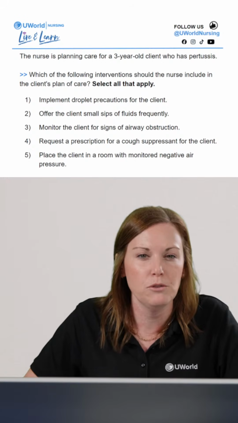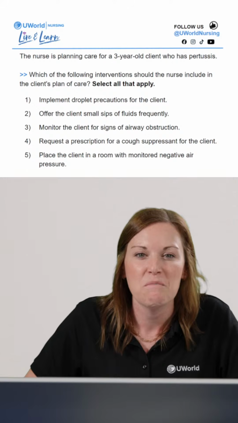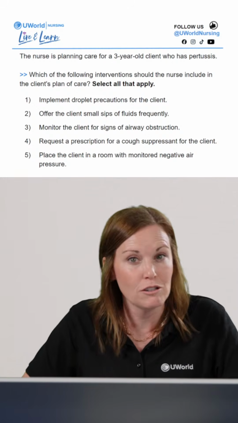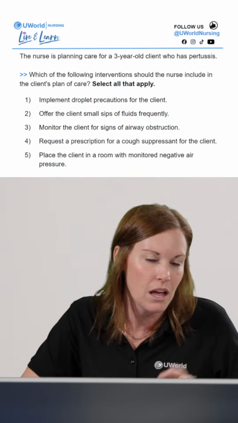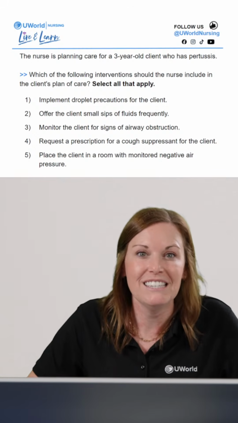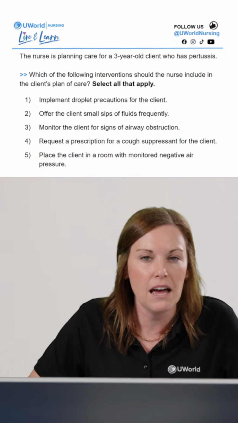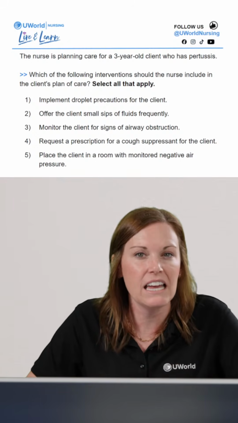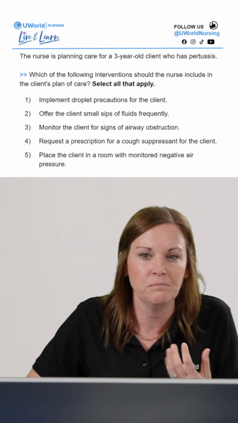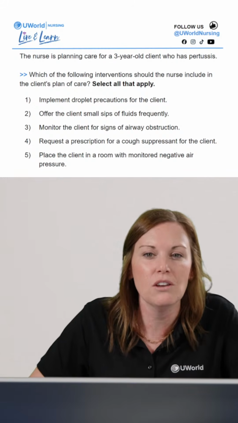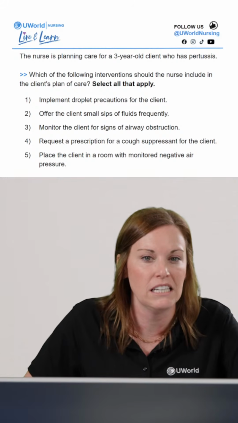Okay, so we have option 1, correct. Option 2, true statement. Let's see what option 3 says. Monitor the client for signs of airway obstruction. Again, we talked about this. It just so happens our correct answers are the first 3 we cover, so it fits in nicely. This is a true statement and an appropriate intervention to perform. When the pertussis bacteria attach to the cilia in our respiratory tract, it's going to cause inflammation, and also some swelling and irritation. Anytime we think about airway swelling, we're going to worry about airway obstruction. So that's why this is a correct answer.